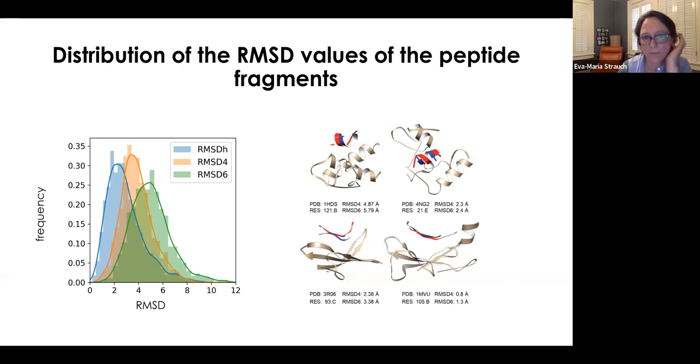So here are some cool complex parts just to illustrate what the RMSD actually means when you look at the binding site and then our cut out parts, right?